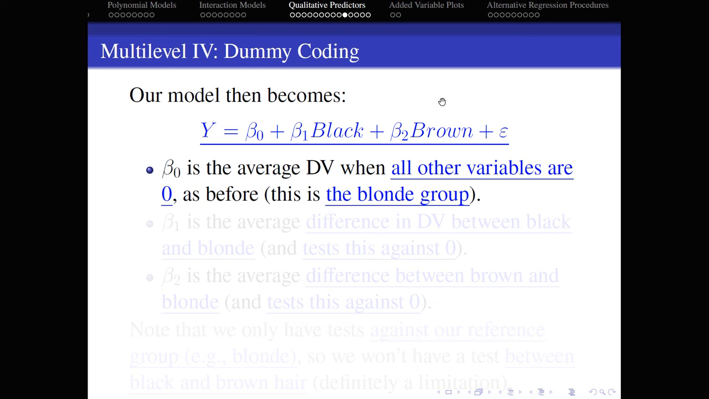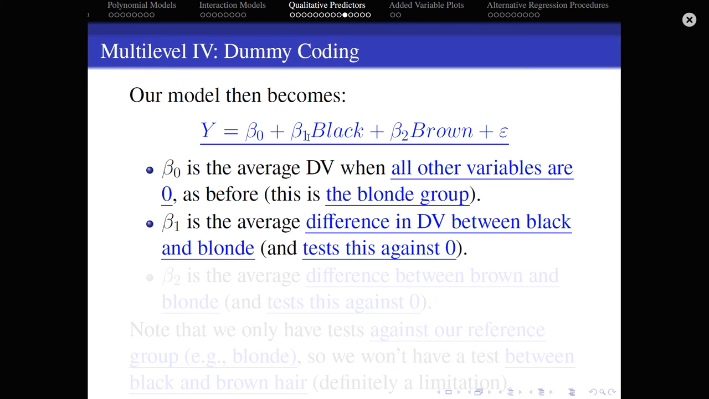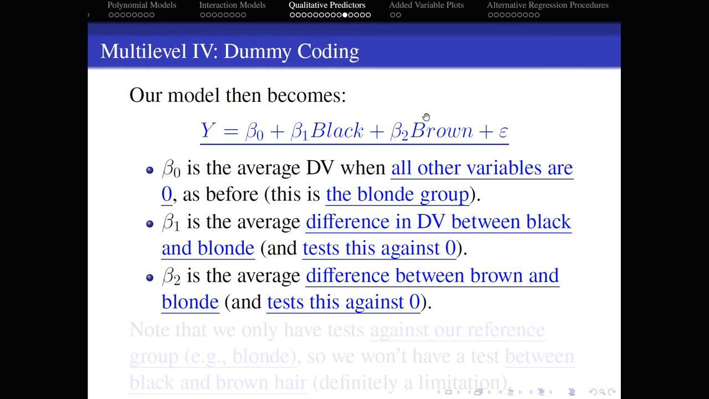And then, because of our reference group in dummy coding, all of our tests are going to compare to the reference group. Again, beta 1 is going to be how much different black is than beta 0, which is blonde. So now beta 1 is looking at the average difference in the outcome between black and blonde. And a statistical test of beta 1 says, is black hair statistically significantly different on the outcome than blonde hair? Beta 2 is the exact same thing, but now comparing brown hair to blonde hair and looking at the size of that difference.